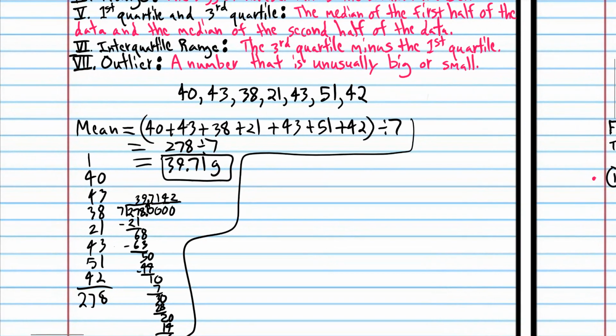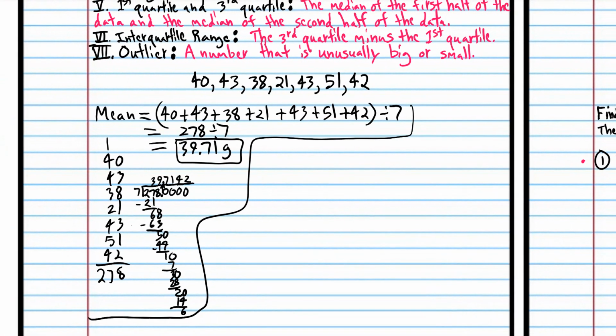So the most important thing to understand about the median is that we cannot find it unless we first order the numbers from least to greatest. So I'm going to do that up here to save room. So 21 is the smallest number. Then 38 is the next biggest. Then I believe 40 is the next biggest. Then 42. Then we have two 43s. And then we have a 51. I believe that's all of those.